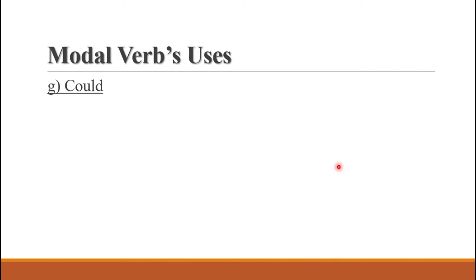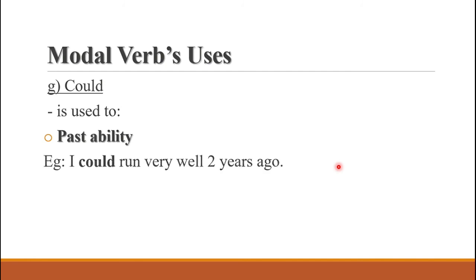Could. When do we use could? Class, we use could to show a past ability. Para mostrar uma habilidade no passado, não é? I could run very well two years ago.